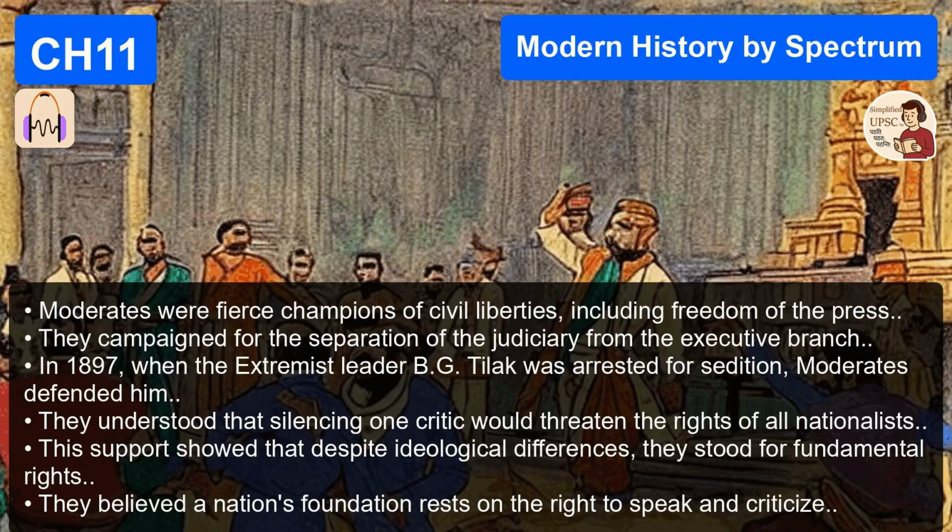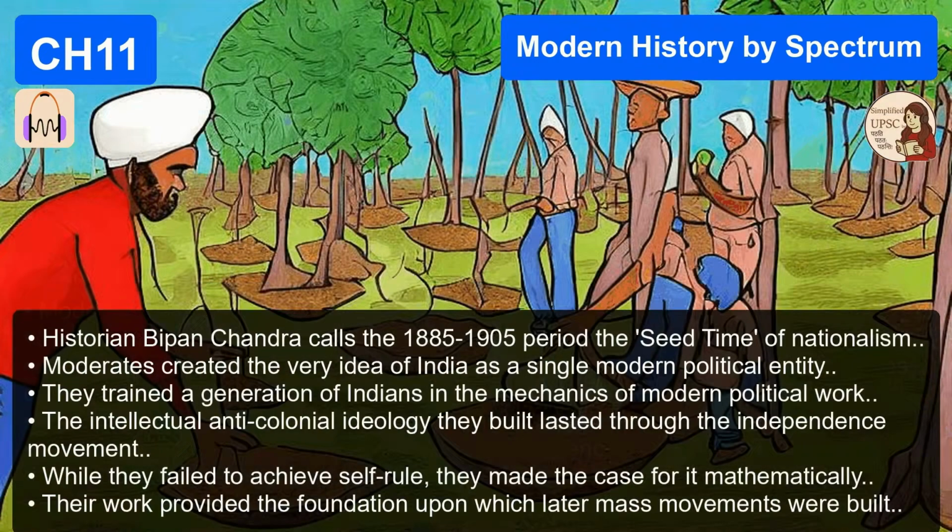Third, PYQ linkage. Let's talk methodology and origins. If a question asks you to distinguish between the safety valve theory and the lightning conductor theory, remember the pairings. The safety valve theory is associated with the actor, A.O. Hume, and the later critic, Lala Lajpat Rai. The extremists used it as an insult. And the lightning conductor. That is firmly associated with G.K. Gokhale. He used it as the defense.